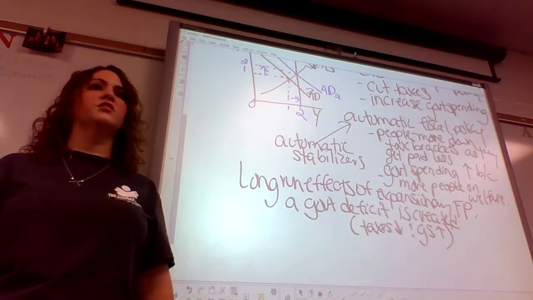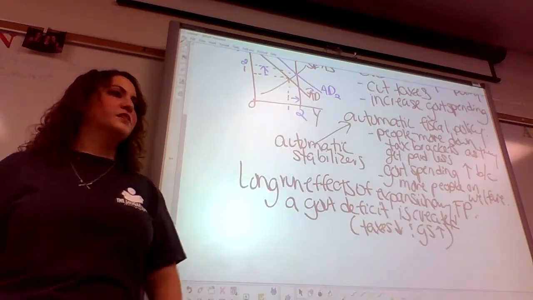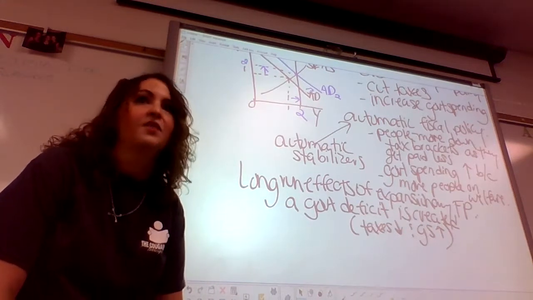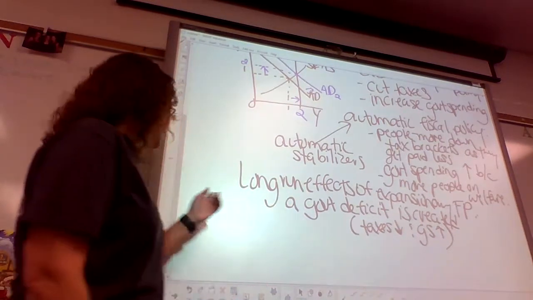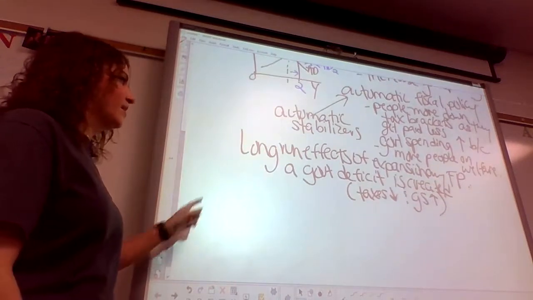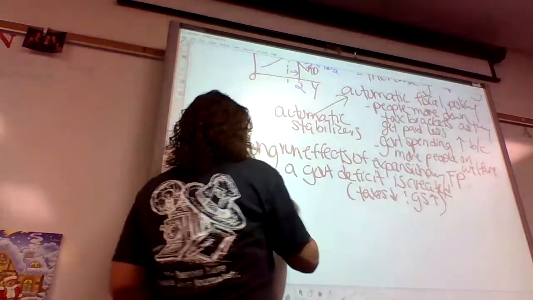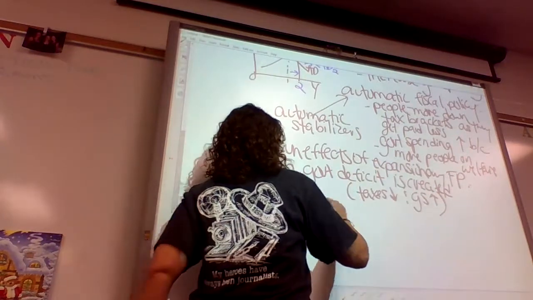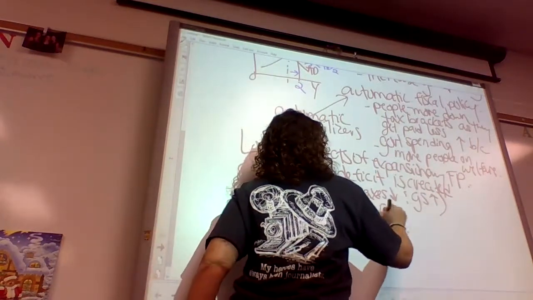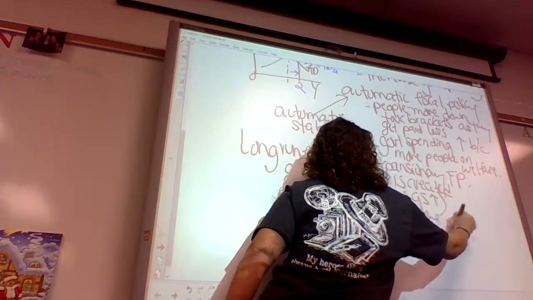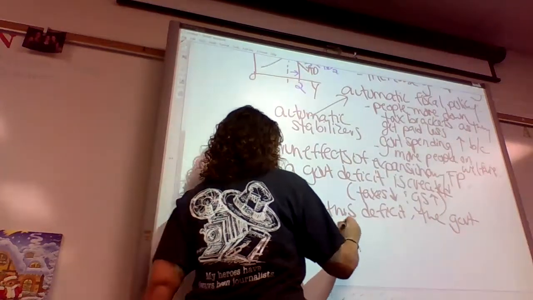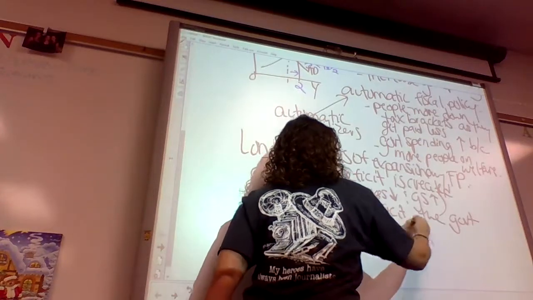Well, if a deficit is created, how are they going to fix the deficit? How does the government fix the deficit? They take out loans. They go to banks. Okay, so if the government deficit is created, to fix this deficit, the government borrows money from banks.